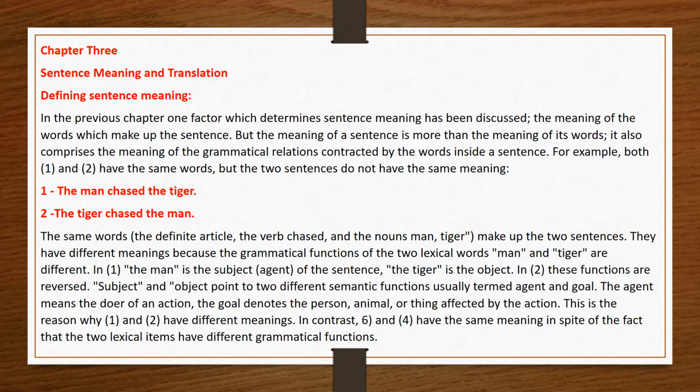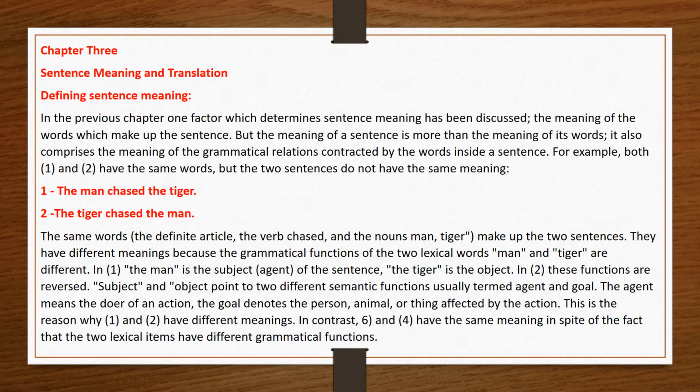For example, we have number 1, the man chased the tiger, and number 2, the tiger chased the man. We have the same words, but the two sentences don't have the same meaning. We have the same definite article, the same verb chase, and the nouns man and tiger make up the two sentences.